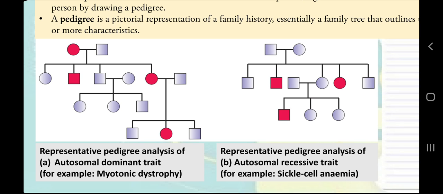So here we encountered two concepts. First, if you see both males and females affected, then it is autosomal, and if only males or only females are affected, then it is sex linked. Next, if the character appears in every generation, it is dominant. If the character skips any generation, it is recessive. So we can have four types of patterns: autosomal dominant, autosomal recessive, sex linked dominant, and sex linked recessive.